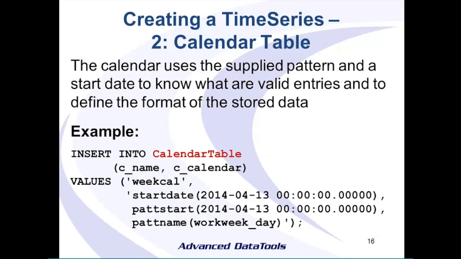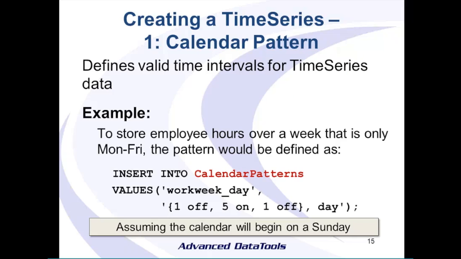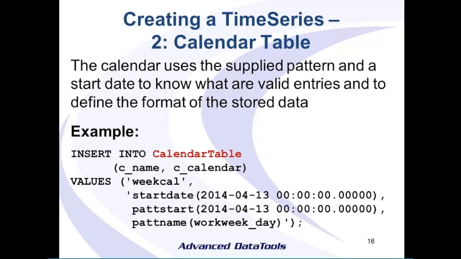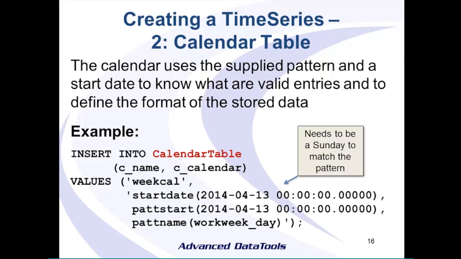Okay, the next step is creating the calendar table. These tables, like the calendar table and our previous table, calendar patterns, are built-in time series tables. So we don't need to create these, we just start inserting into them. In the calendar table here, I'm creating a calendar called weekcal, and I give it a start date, and the pattern starts normally the same. I give it our pattern name, which is our work week day, which is our pattern: 1 day off, 5 days on, 1 day off. I'm starting this on a Sunday, and I have to do that because otherwise my offsets would be wrong.